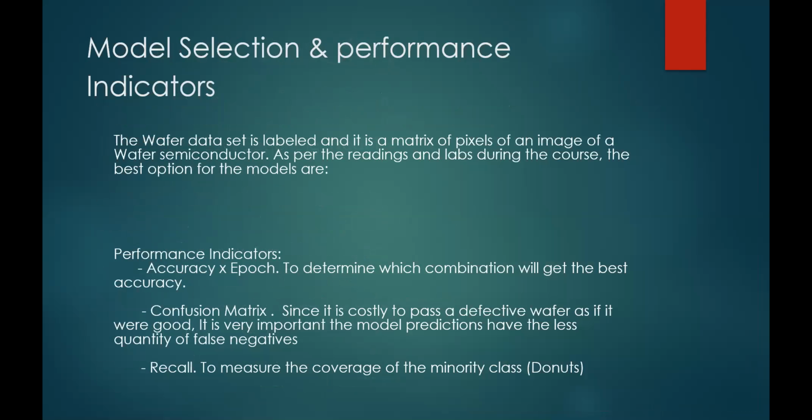The model selection and performance indicators. The wafer data set is labeled, and the wafer map is a matrix of pixels, an image of a semiconductor wafer. Then, as per all the readings and labs during the course, the best options for the models are the CNN deep learning and the random forest.